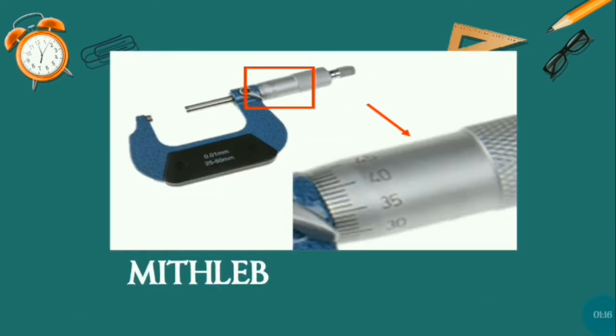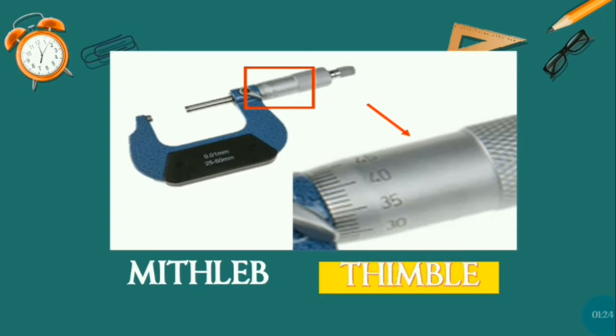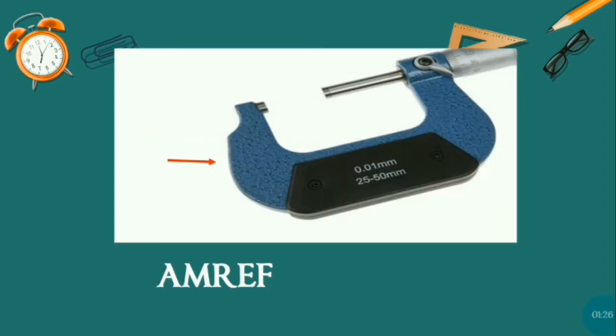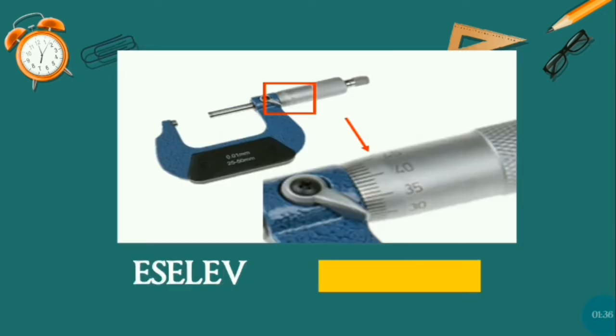Second, very good. This is thimble. Third, very good. This is frame. Fourth, very good. This is sleeve.